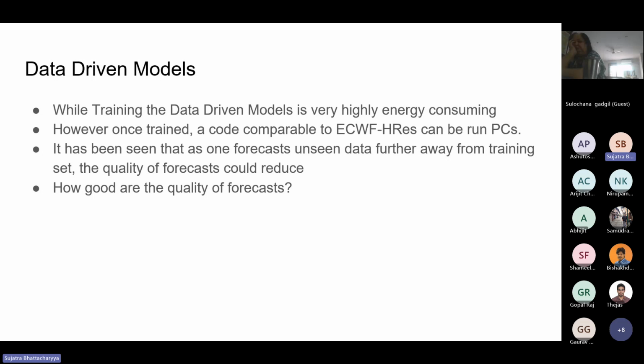But the advantage is, once you have trained your model, you will get a code. Let's say you're looking at a data-driven model. You may get a result on your PC, running on your PCs.